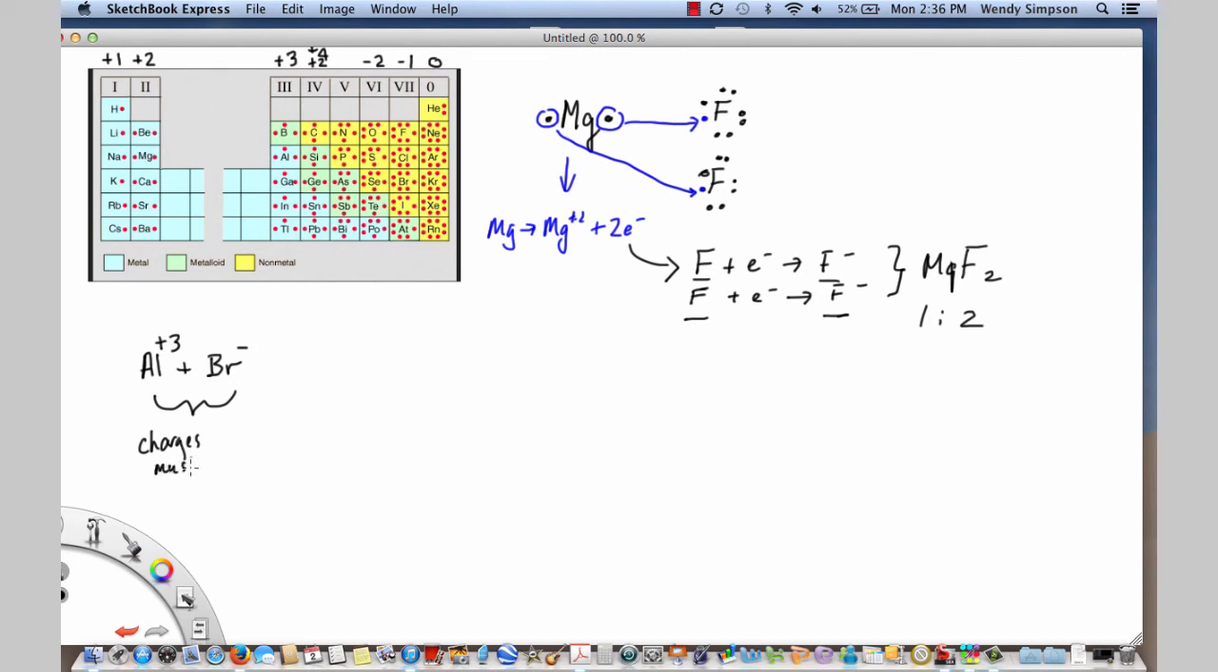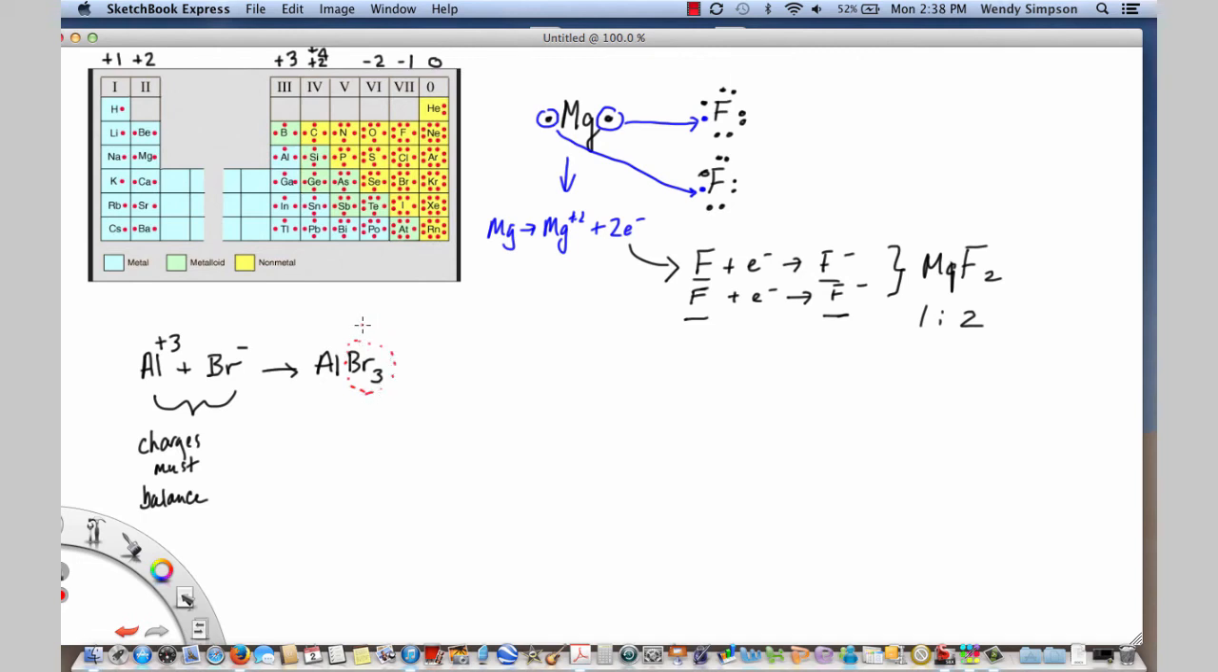That means that they have to equal 0. Our positives plus our negatives have to equal 0. So right here we have 3 positives, we have 1 negative. In order to get the charges to balance, for every aluminum, we need to have 3 bromines, or 3 bromide ions. Because this would equal this total charge here.